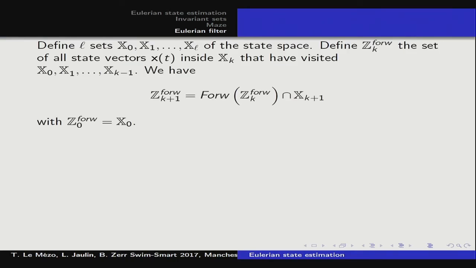I have sets x0, x1, and so on, and I have to visit all these sets. So I will define some kind of filter without taking directly time into account, only the order. And I propose the following formula, which tells me that if I define as Z forward the set of all states that are inside the visit set xk, and that have visited before all previous sets, then I can compute the following one, saying that it belongs to the forward of the previous set, but also the intersection with xk plus 1, which is a recursive formula which makes it possible to compute what I call an Eulerian filter.